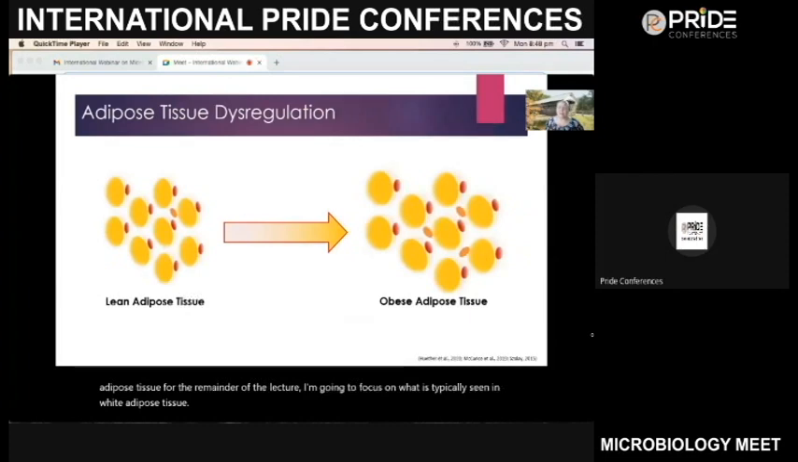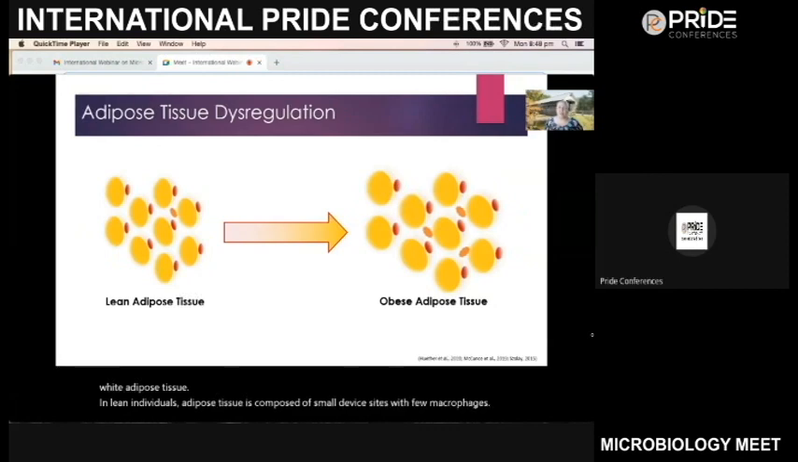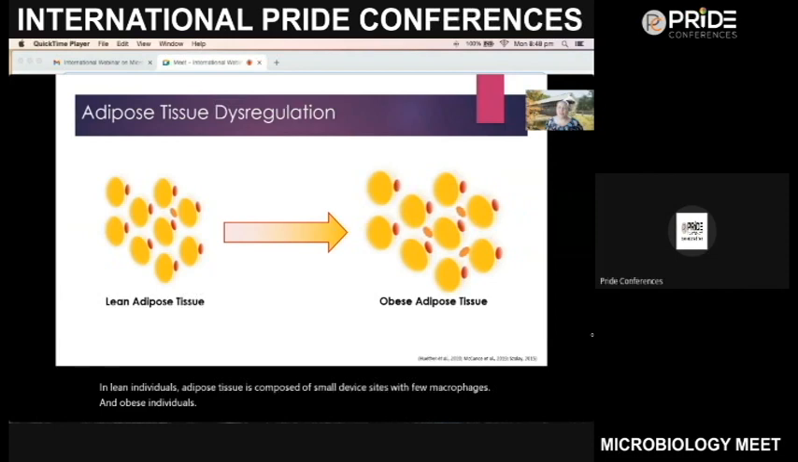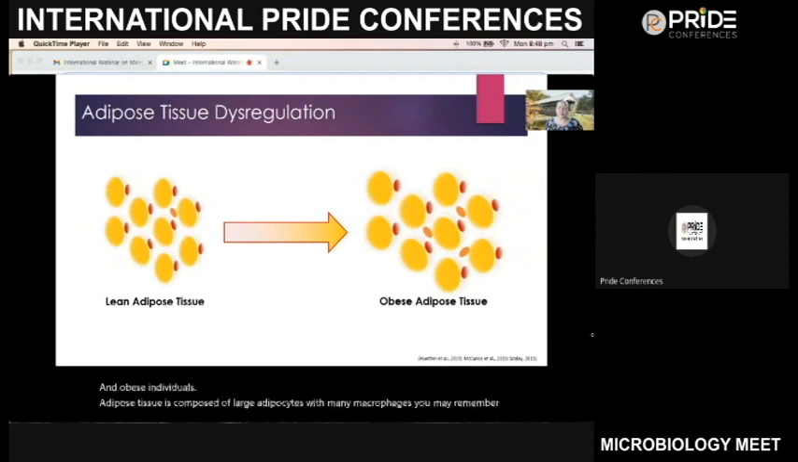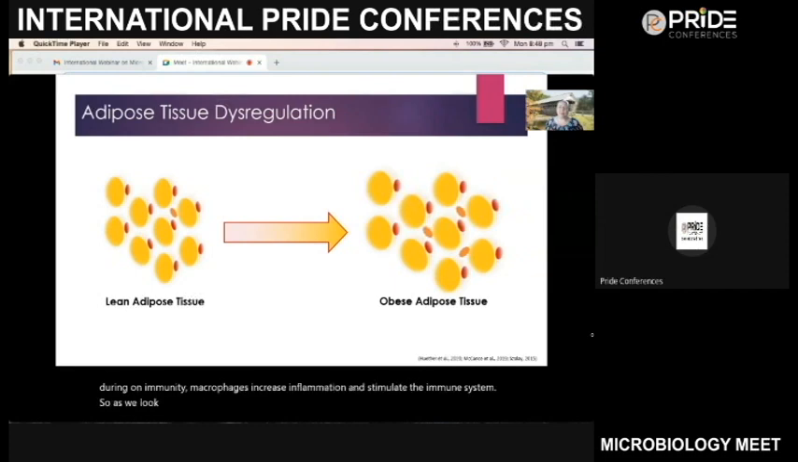In lean individuals, adipose tissue is composed of small adipocytes with few macrophages. In obese individuals, adipose tissue is composed of large adipocytes with many macrophages. You may remember during classes on immunity, macrophages increase inflammation and stimulate the immune system. So as we look at the two diagrams here, we see several main differences when comparing adipose tissue from obese individuals to that from lean individuals.